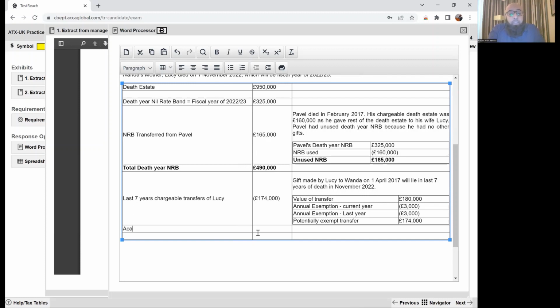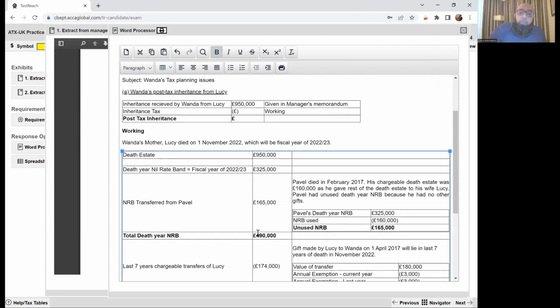This 174,000 now gives us the available nil rate band of how much? 490,000 minus 174,000. So this gives us 316,000. Okay. I will repeat the things again because I know that some students might be getting confused. So let's look at it so that you can have a better understanding of what we are doing.